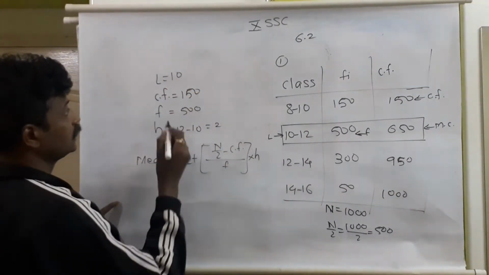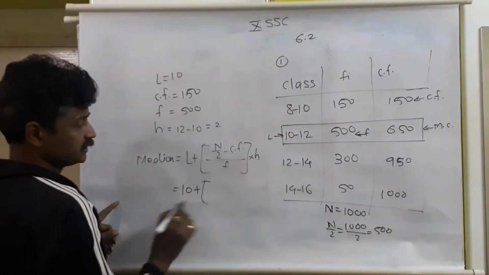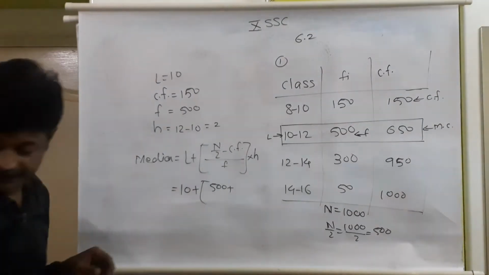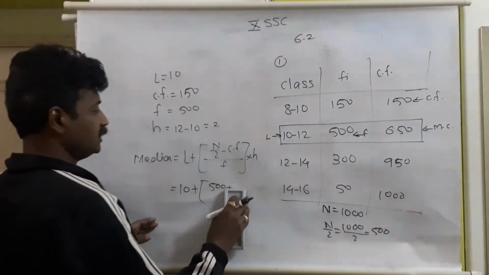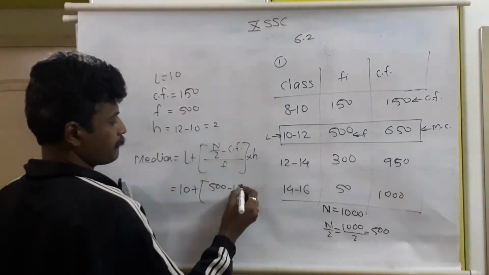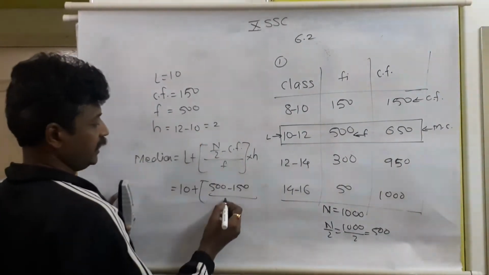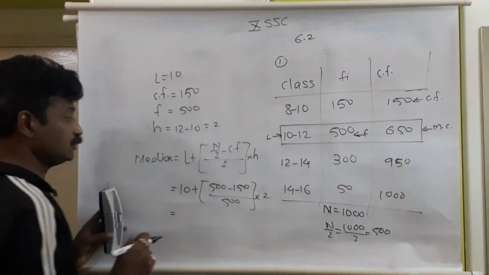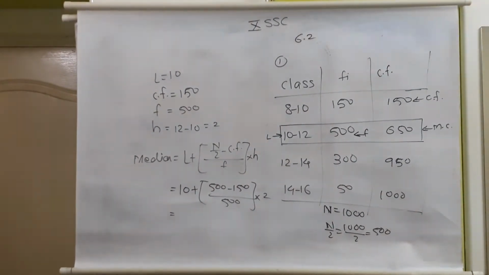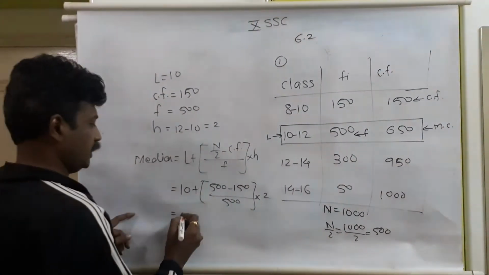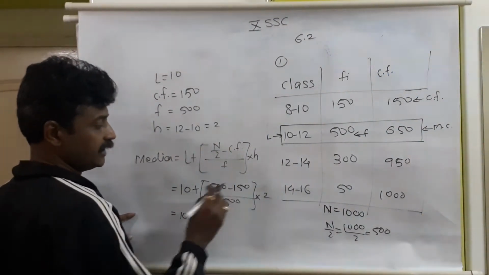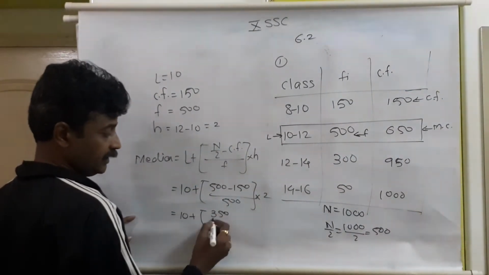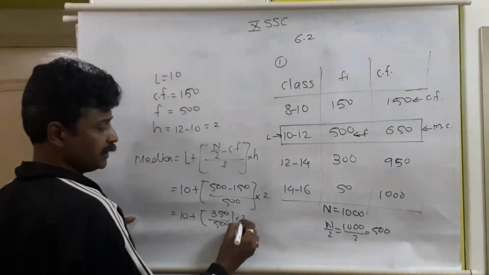So the value of L is 10 plus, into bracket, n by 2, which is 500, minus the CF value, the cumulative frequency, that is 150, upon F. F is 500, the frequency of the median class, into H, the class width, that is 2. This will give us the median for question number 1 of 6.2. So 10 as it is, plus into bracket 500 minus 150. 500 minus 150 remains 350. 350 upon 500, multiplied by 2.